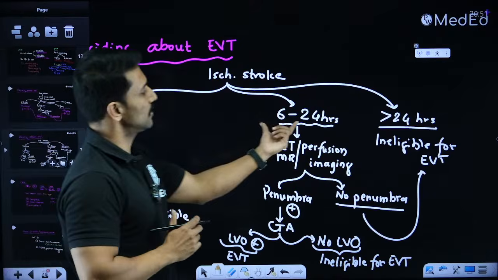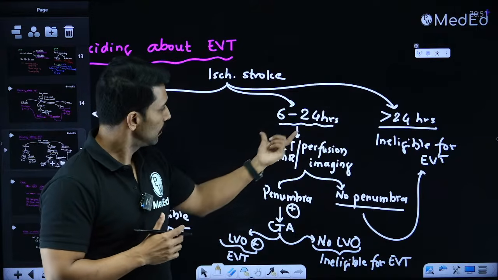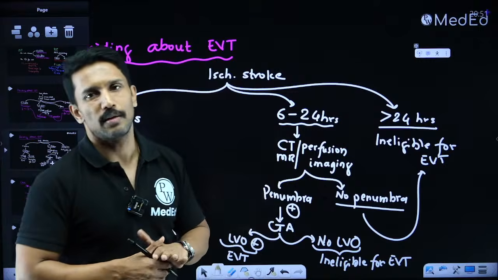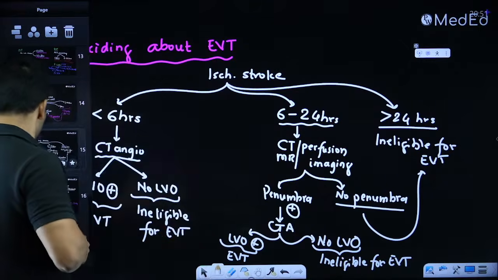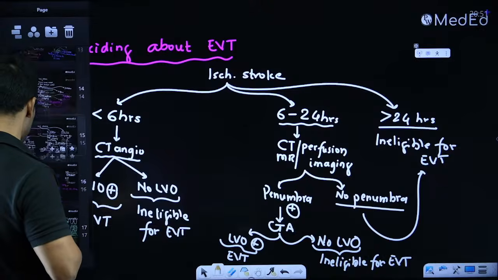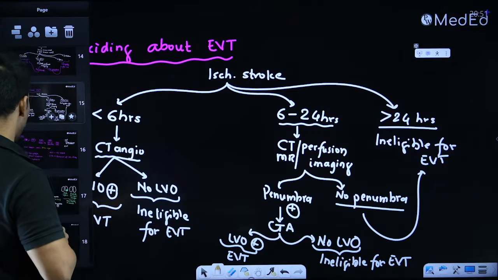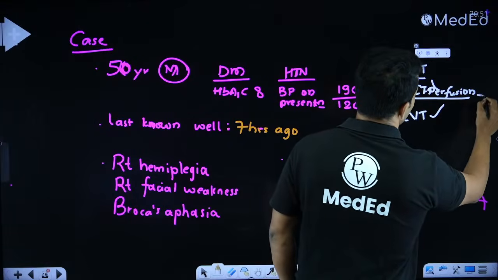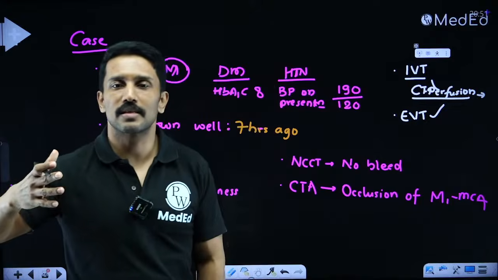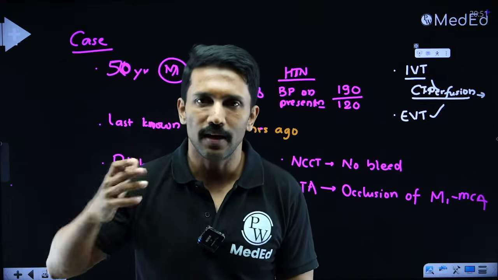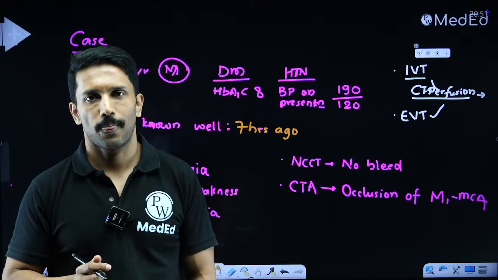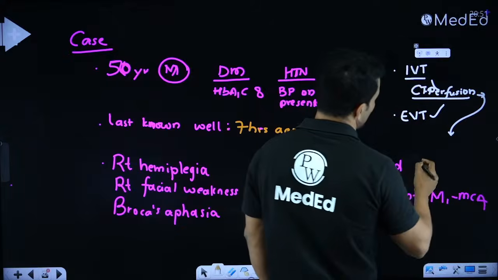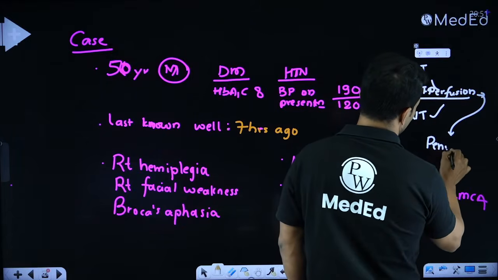So he falls in this, right? 7 hours after the onset, we have seen him. So he falls in this. So again, for this also, I need to do a CT or MR perfusion imaging, right? So from the point of view of EVT as well as IVT, I need a CT or MR perfusion imaging. So once I do it, the result will decide whether I will do thrombolysis and EVT or not.